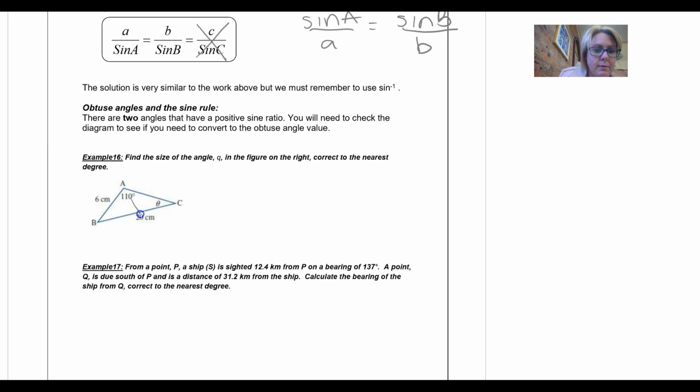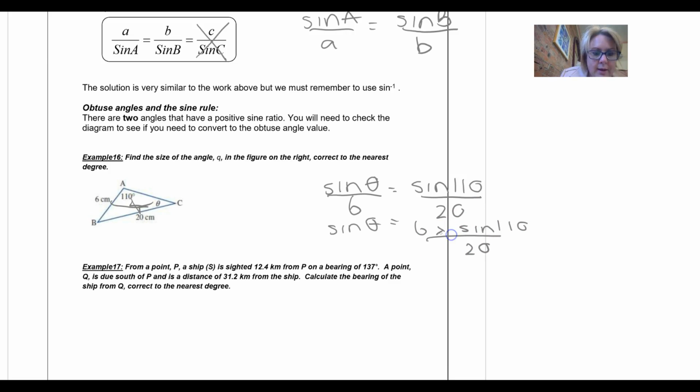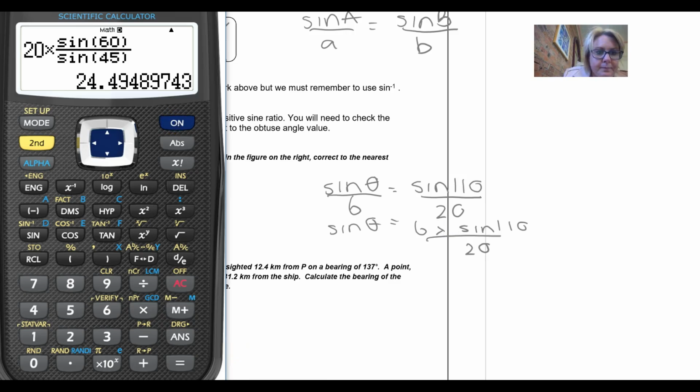We'll match our pairs. So sine theta is opposite 6. Sine 110 is opposite 20. And exactly like before, I just have to times that up. Sine theta is 6 times sine 110 on 20. Now, with the calculator, if I work that out, 6 times sine 110 over 20.